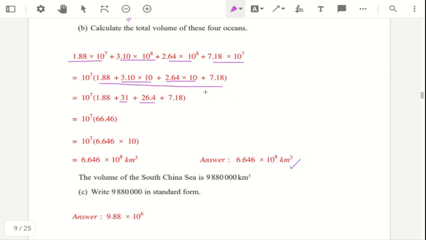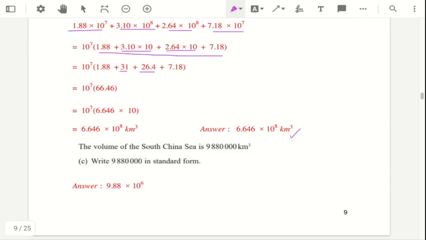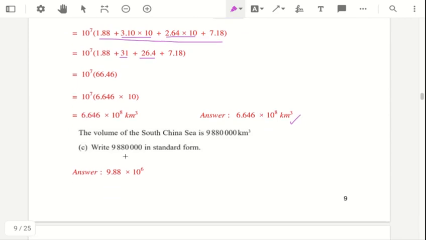I know this is a bit long, but doing this, you can see the addition really clearly, and it eliminates careless mistakes. Okay, so this question asks you to leave the answer in standard form. So this should be a very easy question. So you can see that it should be 1, 2, 3, 4, 5, 6. So 10 to the power 6 and 9.88. Okay.